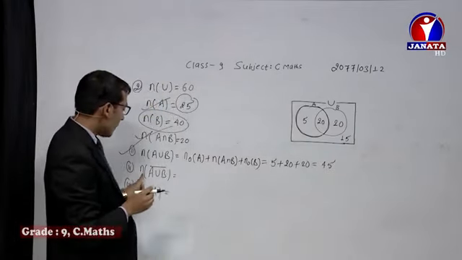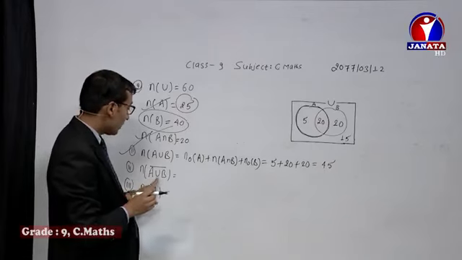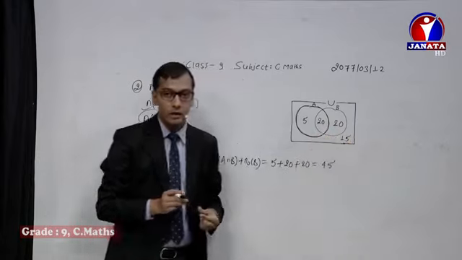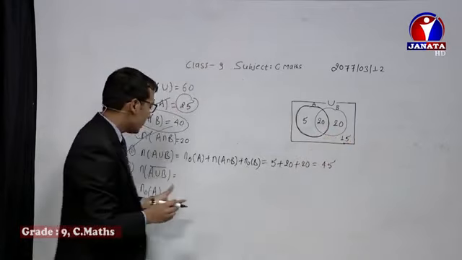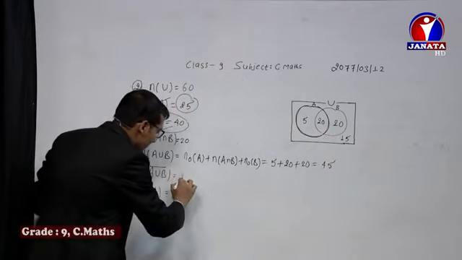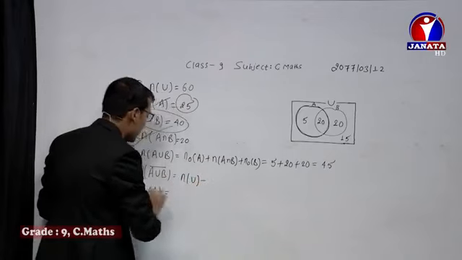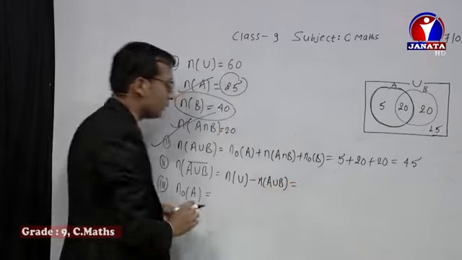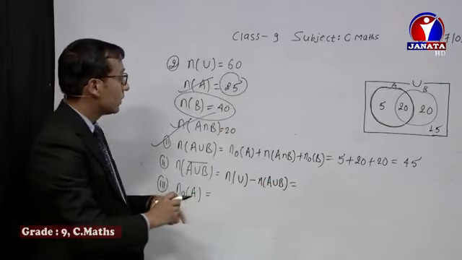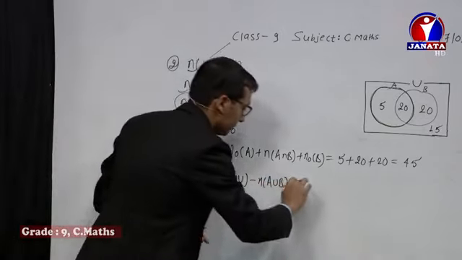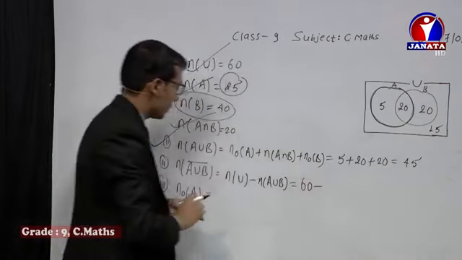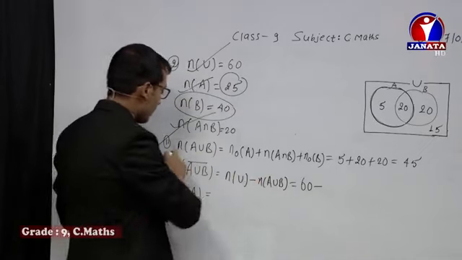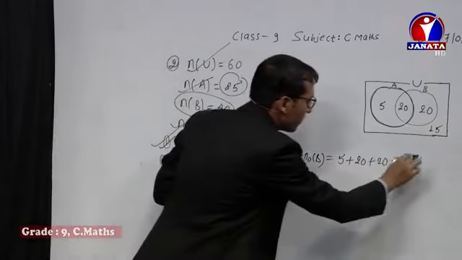Similarly, what is n of A union B complement? n of A union B complement, directly from the diagram, is 15. We can calculate this too. n of A union B complement is n of U minus n of A union B. So what is n of U? It's 60 minus, what is the union? This was calculated in the first number, 45.